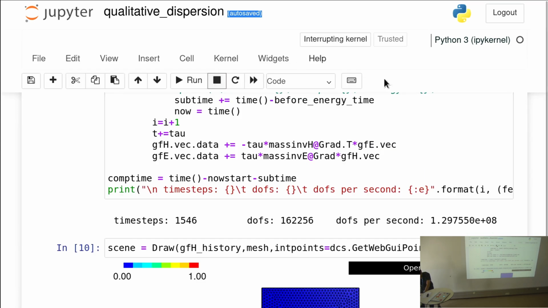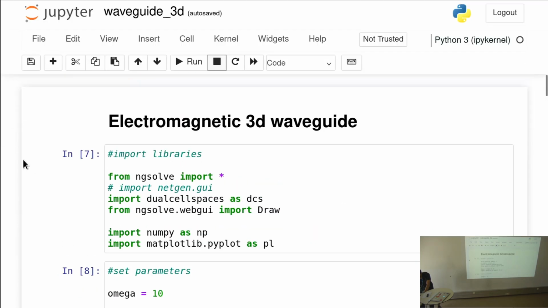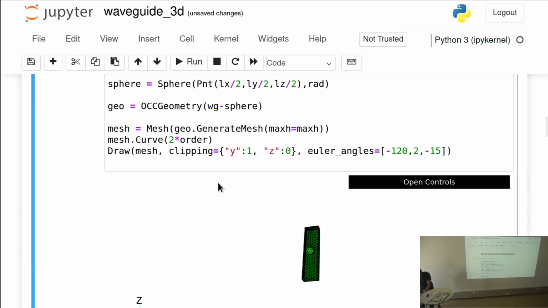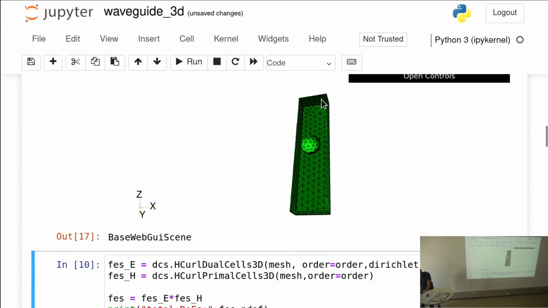Let's see what we can do in 3D. Here I just also used some toy problem. I used this waveguide here. I put some inclusion, which is a sphere inside here, and then I introduce a wave from this side and propagate it through the waveguide.